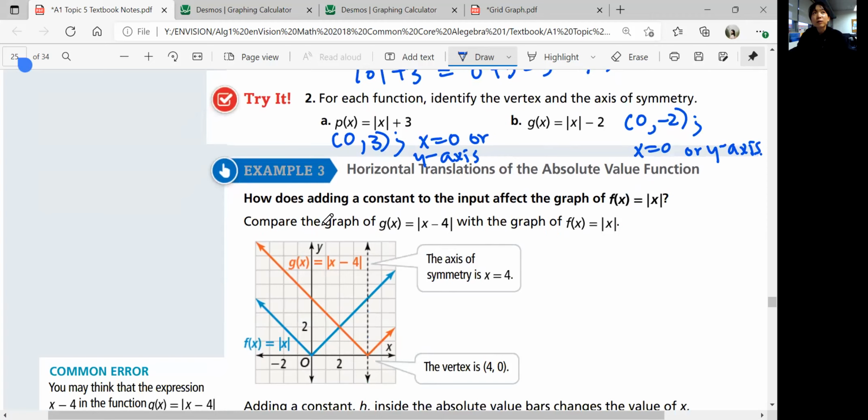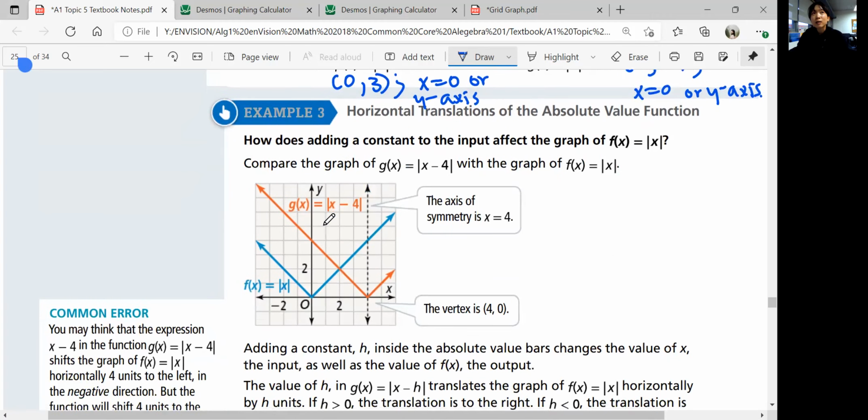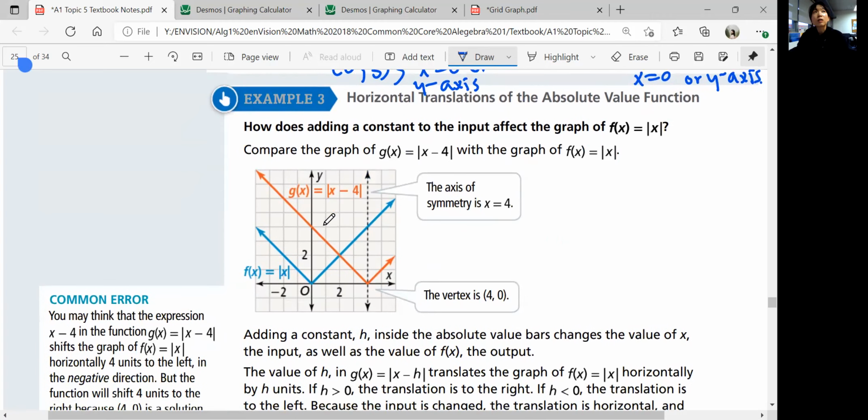Okay, example 3, horizontal translations of the absolute value function. How does adding a constant to the input affect the graph of f of x equals absolute value x? So compare the graph g of x, absolute value x minus 4 inside the absolute value, with the graph of absolute value x. So what if you add a constant inside the absolute value? What happens? This is a horizontal translation.